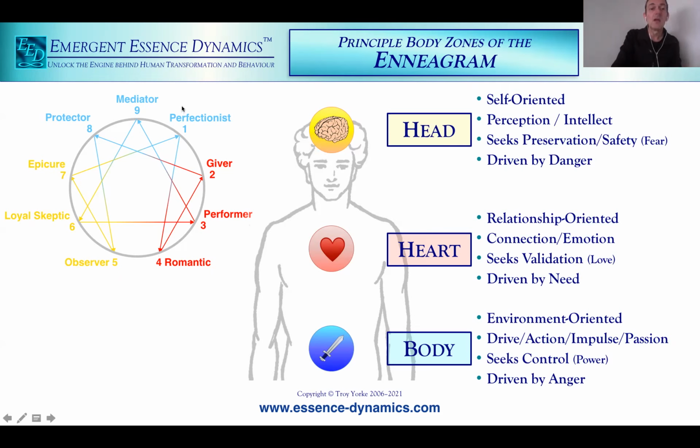Okay, then you have wing types where it's neighbors. So the perfectionist can borrow from the giver. It can also borrow from the mediator. Now, as I said, don't make any hard and fast rules on that. All right, because what I have found through the relationship dynamics work that we do in Emergent in EED is we'll operate from head, heart, body, and other centers. So in fact, we are accessing all 9 types.